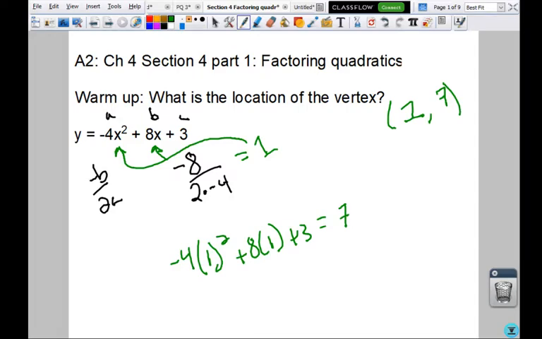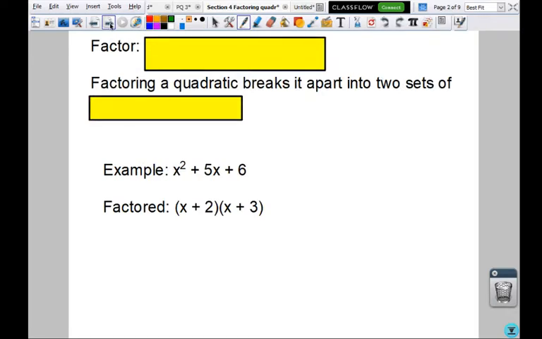All right. So what we're going to be doing today is factoring quadratics. We are still working with quadratic equations, and eventually this is going to help us graph them better. But for right now, we're just going to practice factoring.